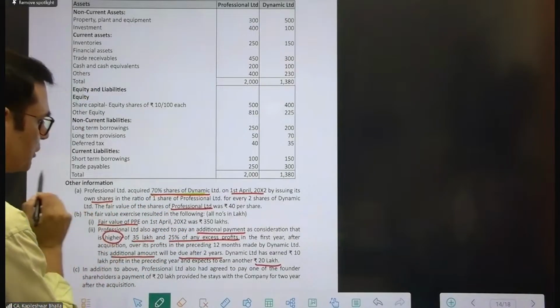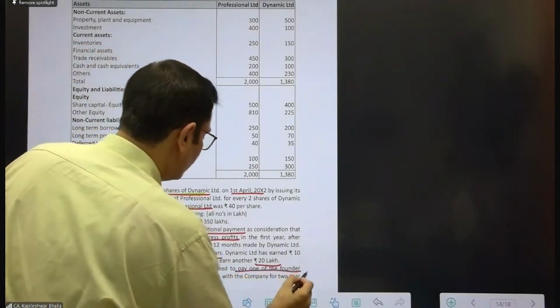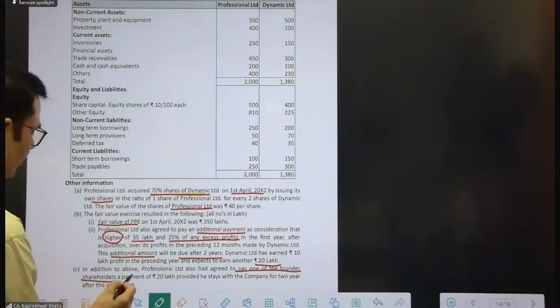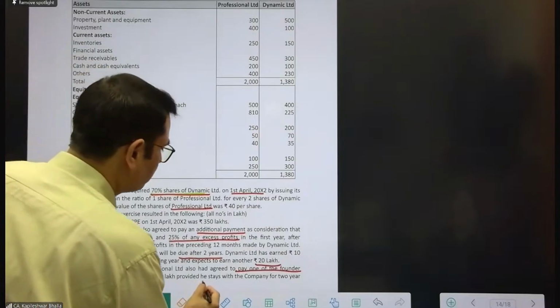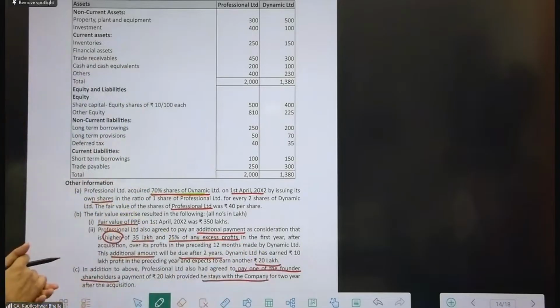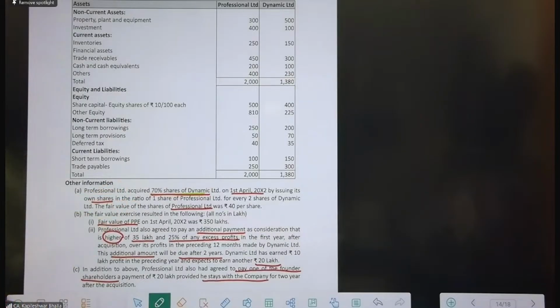Then he says, in addition to the above, Professional also agreed to pay one of the founder shareholders a payment of 20 lakh provided he stays with the company for 2 years. What is this? A payment of 20 lakhs if he stays with the company for the next 2 years.